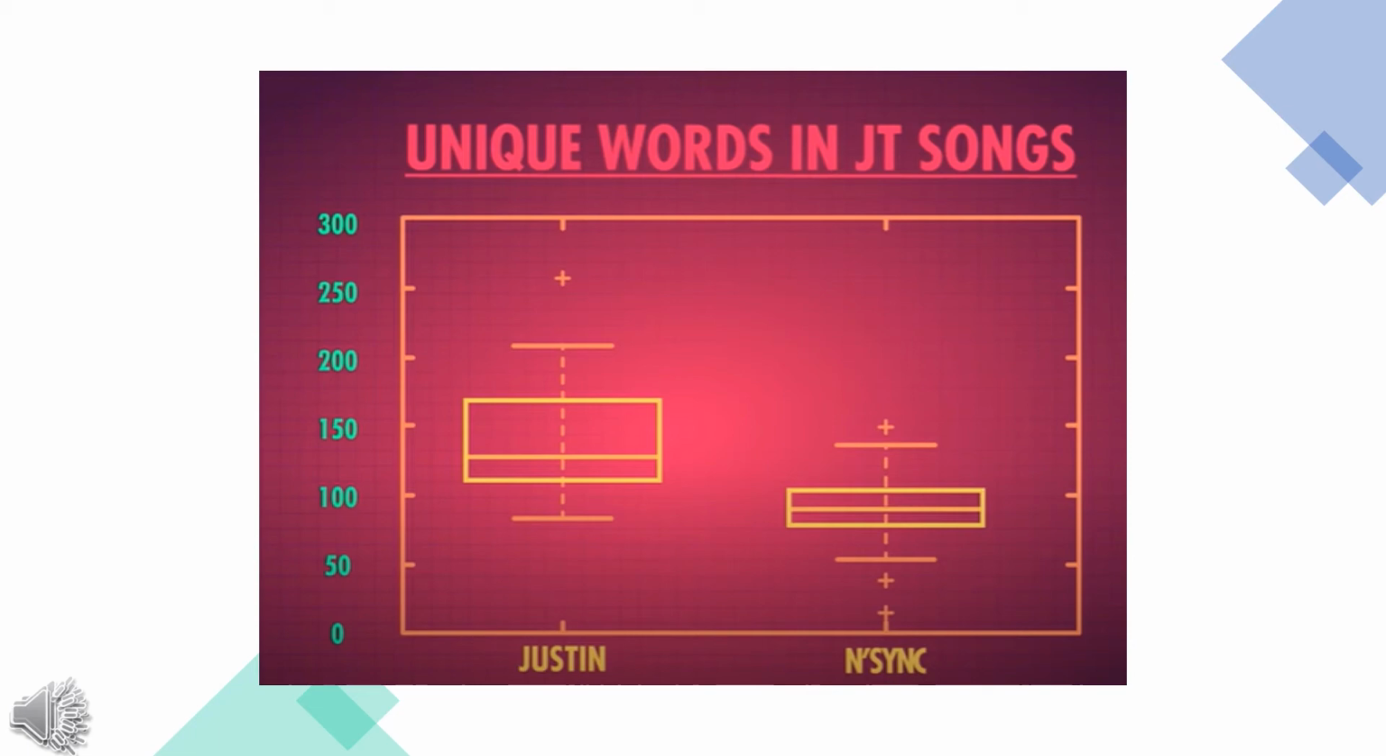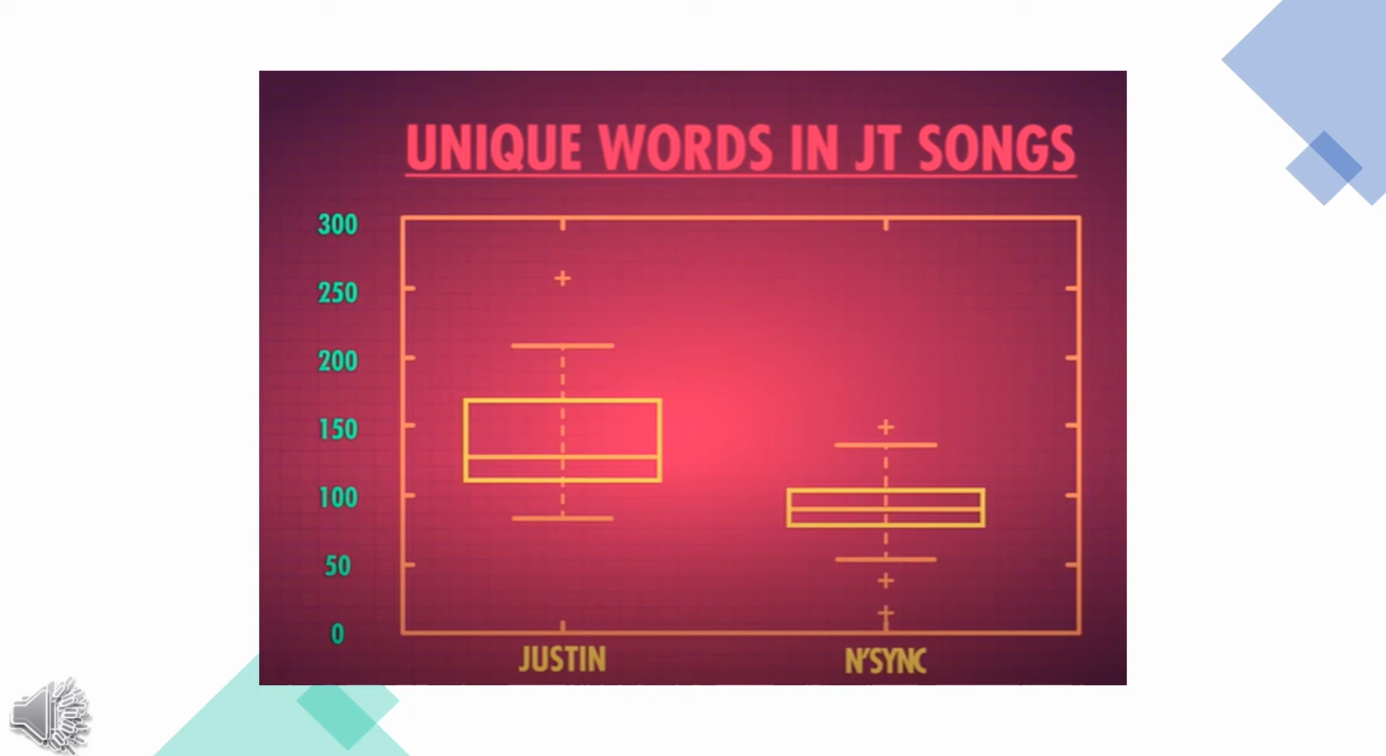The first thing we might notice is that the medians are pretty different. The median number of unique words in a Justin Timberlake song is higher than the median number of unique words in an NSYNC song. JT has a median of 129 words versus a median of 89 back in his NSYNC days. So it seems that Justin Timberlake may have developed a larger lyrical vocabulary when he went solo. You might also notice that the box part of the NSYNC box plot is a lot smaller. The squished nature of the box plot shows us that NSYNC songs have relatively similar amounts of unique words.